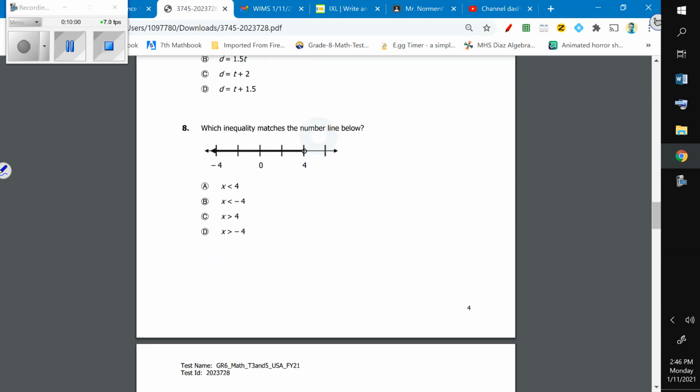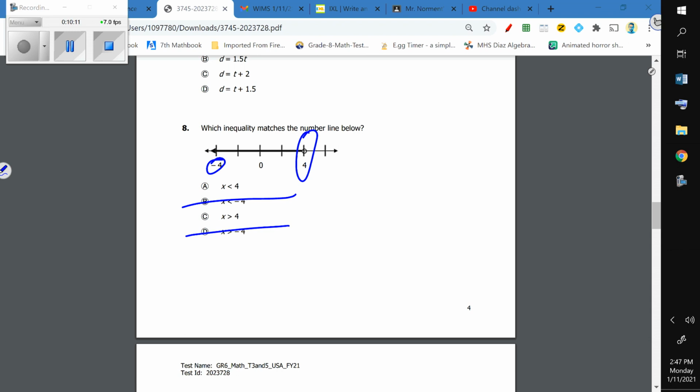Number 8. So this is pretty basic. These are less, so these are the bad answers. See how -4 is over here? You want the number to be 4. So it's either A or C.